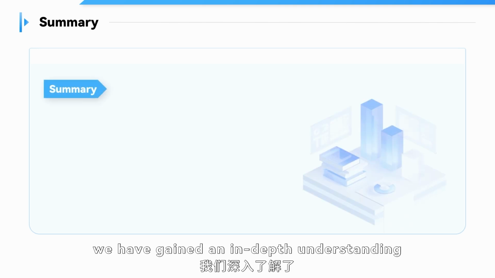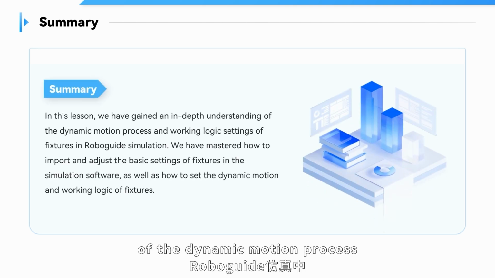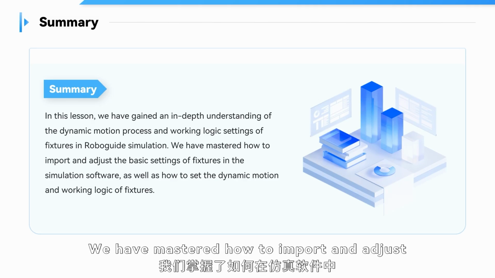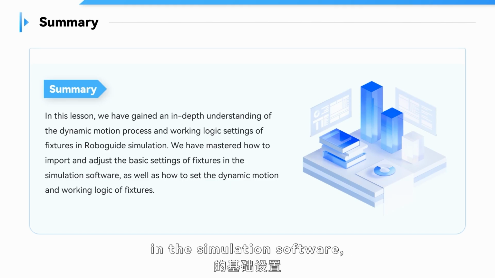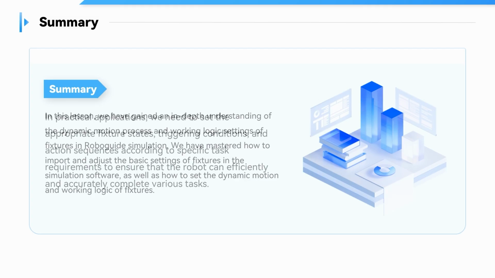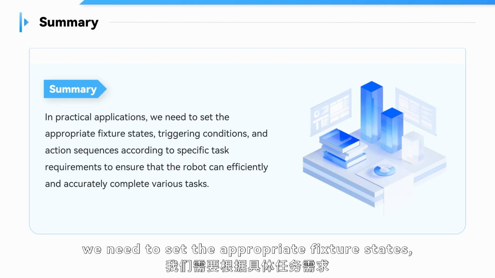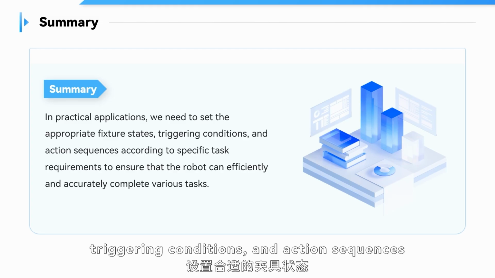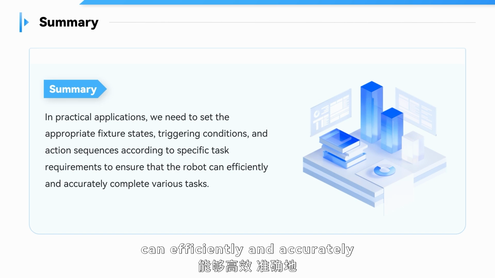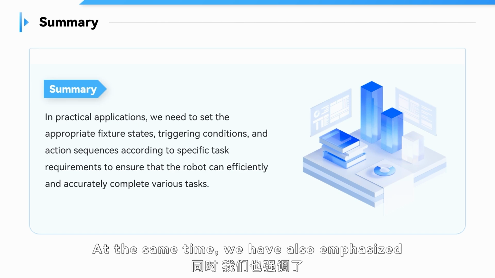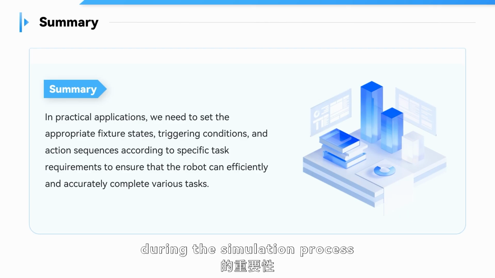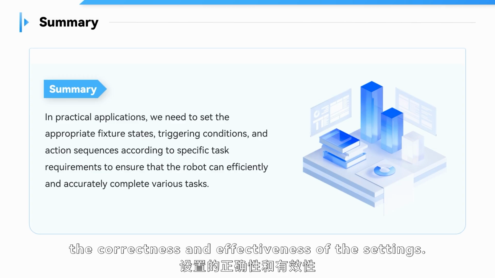In this lesson, we have gained an in-depth understanding of the dynamic motion process and working logic settings of fixtures in RoboGuide simulation. We have mastered how to import and adjust the basic settings of fixtures in the simulation software, as well as how to set the dynamic motion and working logic of fixtures. In practical applications, we need to set the appropriate fixture states, triggering conditions, and action sequences according to specific task requirements to ensure that the robot can efficiently and accurately complete various tasks. At the same time, we have also emphasized the importance of conducting thorough testing and validation during the simulation process to ensure the correctness and effectiveness of the settings.